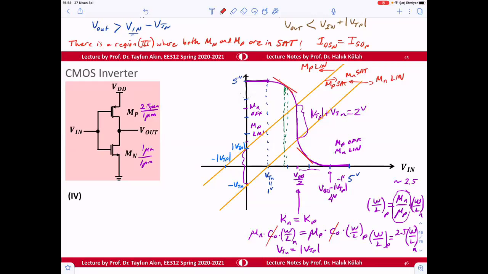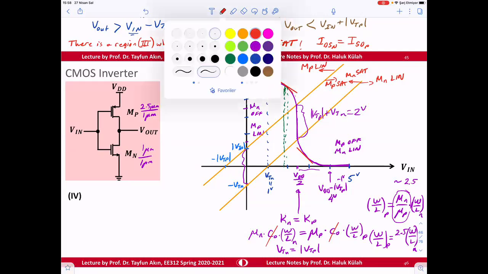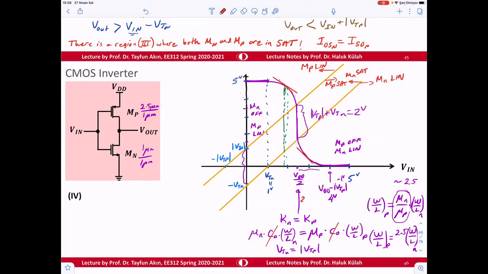Okay. Not so good, but it's okay. From here, we know that this point is 2.5. So this is the midpoint. So this point is V input low, and the value of V input low is equal to 1 plus 2.5 divided by 2, because everything is symmetric. So it's going to be 1.75 volts.